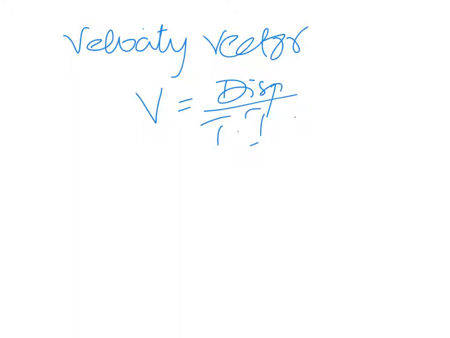So if at all we have to find the average velocity, then average velocity, I'm writing v average, is equal to displacement by total time taken.